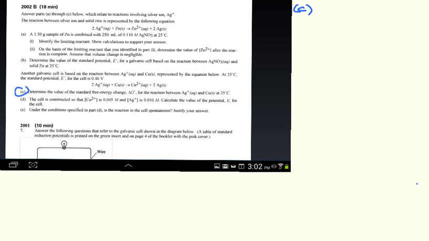In part C, determine the value of the standard free energy for the reaction between silver and copper. Well, we just found out the cell potential on the previous page, so we can relate the cell potential to the free energy by using ΔG = -nFE. And so the delta G is going to be equal to negative, we've got to figure out the number of electrons. Well, and in part C we're doing a different reaction.